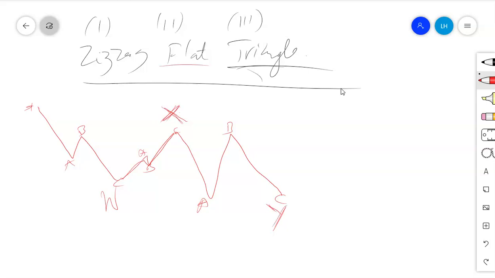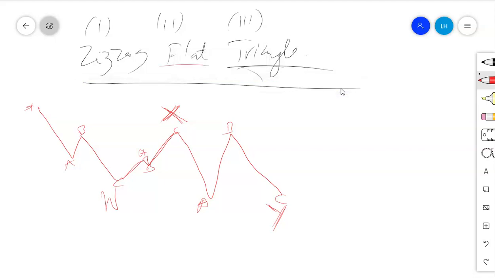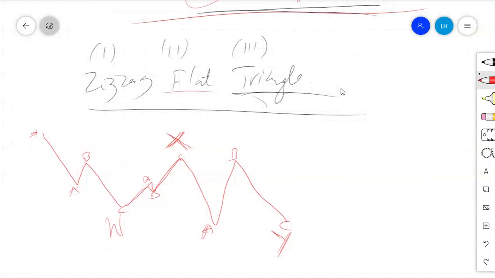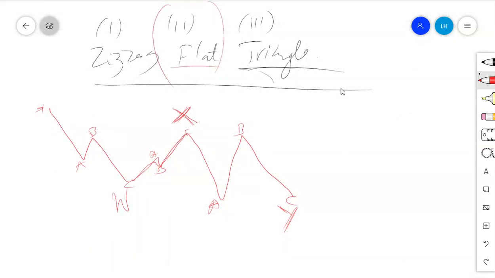So now we had zigzag, flat, and triangle. I named flat as the middle wave. Flat is possible if we have what we call WXYXZ. So what I named here was a combination of 3 corrective structures.